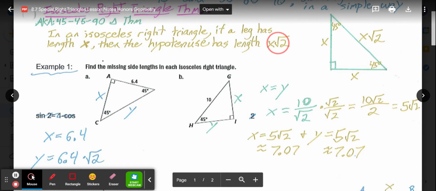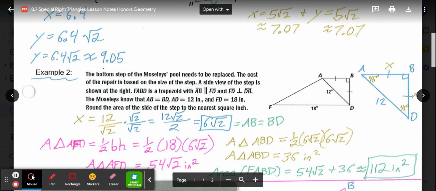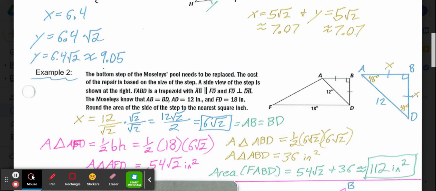So I'm going to divide by the square root of 2. So x would be 12 divided by the square root of 2. We need to simplify again, so we multiply top and bottom by the denominator, which would be square root of 2. And then we have 12 square roots of 2 over 2, which simplifies to 6 square roots of 2. So we know that side AB and side BD are each 6 square roots of 2.